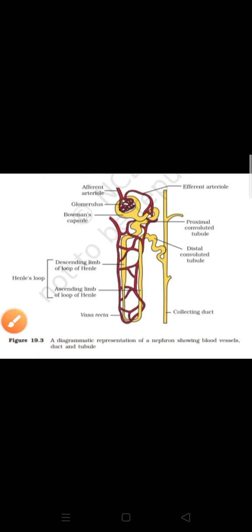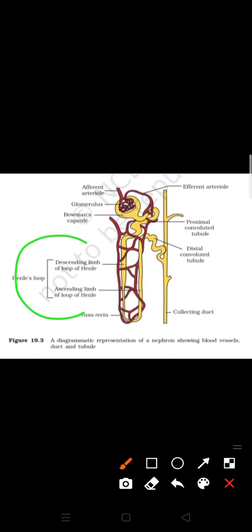Now come to the next point. It is known as the Henle loop. The Henle loop has two parts: the descending limb, which brings things down, and the ascending limb, which takes things up. And the last part is the vasa recta. Here you can see that it runs straight in the renal medulla. It is U-shaped, hairpin shaped.